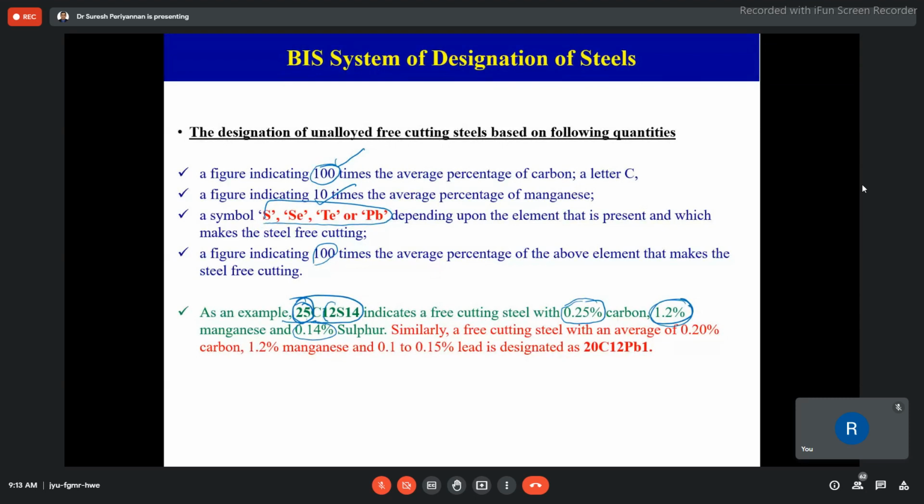Similarly, see here: 0.2% carbon and 1.2% manganese, and Pb1 here is 0.1% lead. But I have given it here as an average, I mean the range I have given is 0.1% to 0.15%. This is another definition.